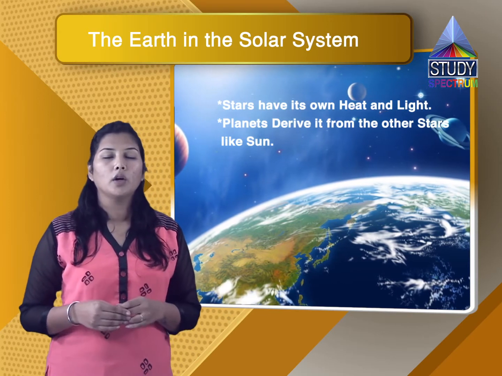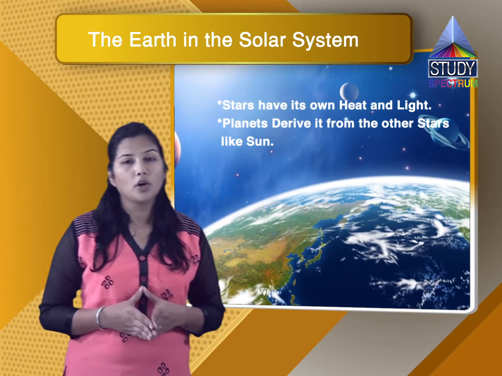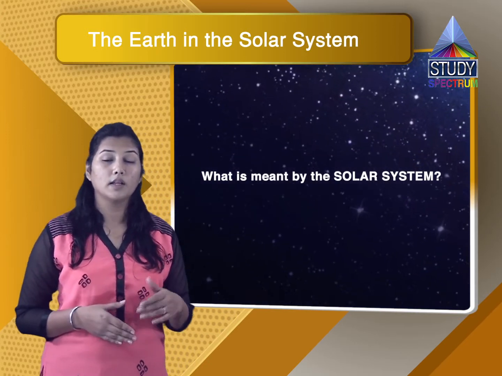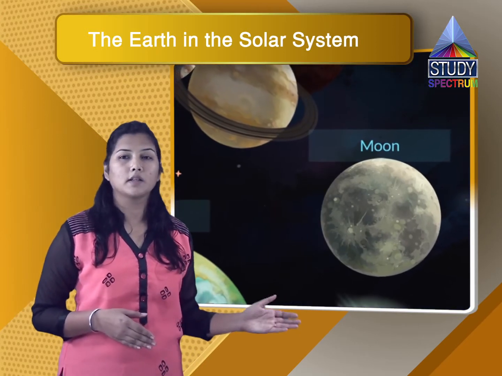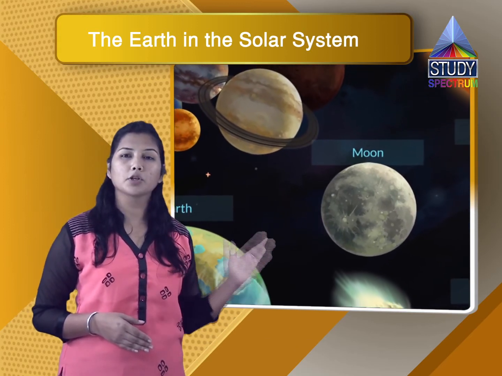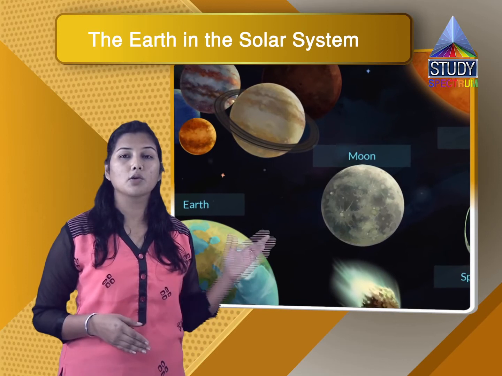Earth derives its heat and light from the Sun, and that is why the Sun is a star and Earth is a planet. The next question your textbook talks about is, what is meant by the solar system? The Sun, the 8 planets, the satellites, and some celestial bodies like the asteroids and meteoroids form the solar system.